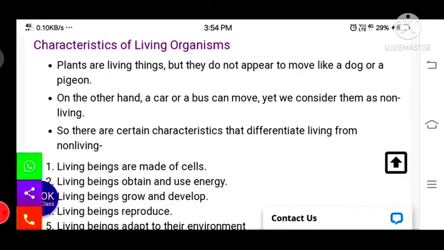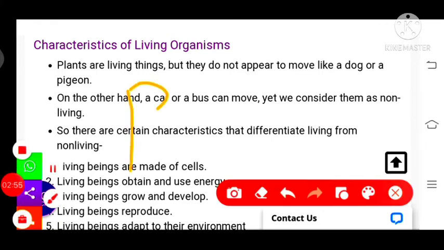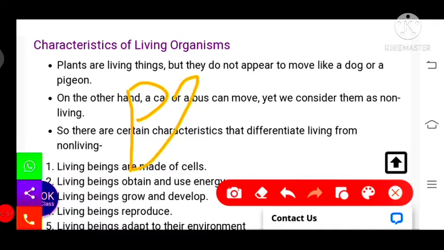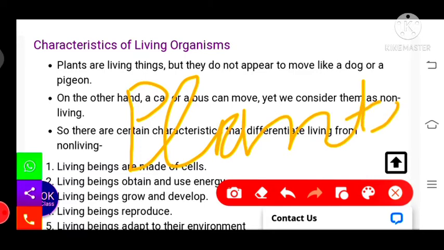So, characteristics of living organisms. What are the characteristics of living organisms? Plants are living things, but they do not appear to move like a dog or a pigeon. Plants are living things, but they cannot move like a human or a dog or a pigeon. They cannot dance. They cannot eat like humans or other animals.